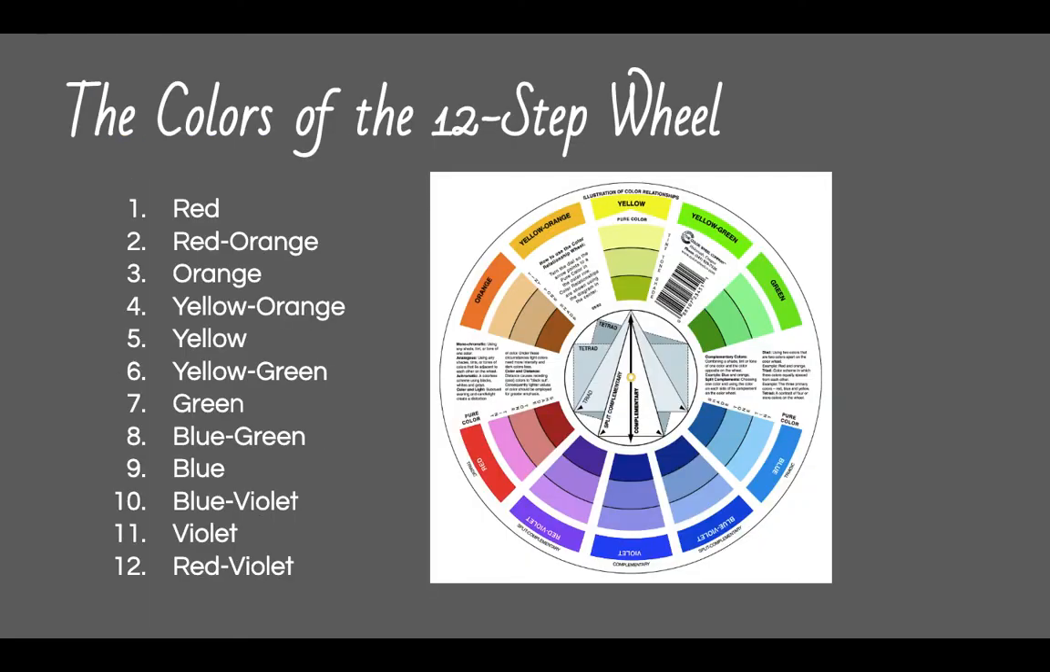These are the 12 colors of the artist color wheel you will be mixing. Red, red-orange, orange, yellow-orange, yellow, yellow-green, green, blue-green, blue, blue-violet, violet, and red-violet. In the next video, you will see a tutorial for mixing color with your watercolor paints.